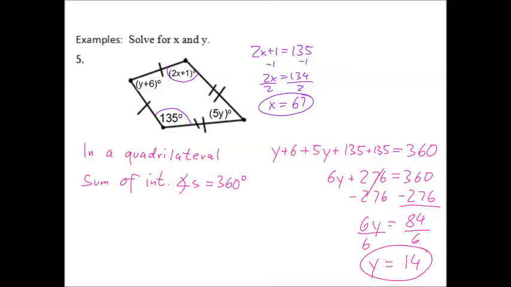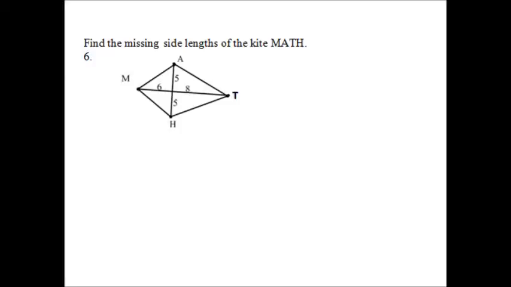And on we go to the last example of the day. Find the missing side lengths of the kite MATH. In this kite, we're given the diagonals with the lengths of their segments, and remember that diagonals in a kite intersect each other at a right angle. They are perpendicular, and we have to find the side lengths.